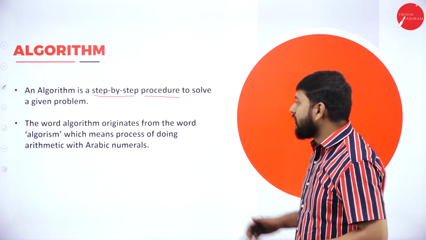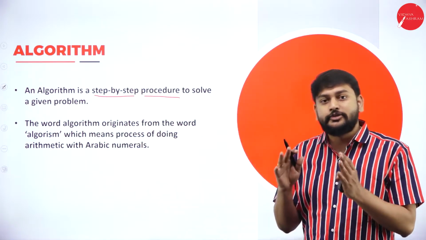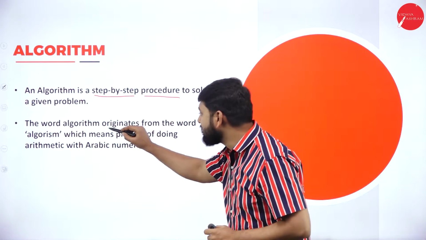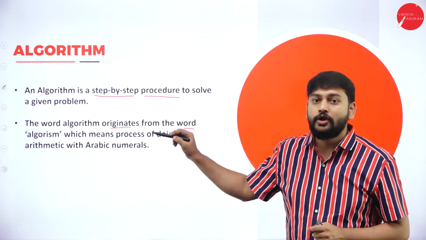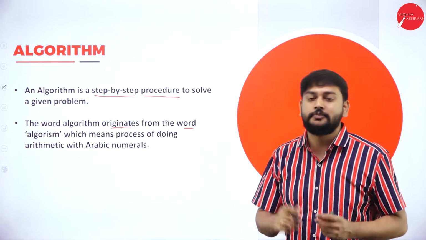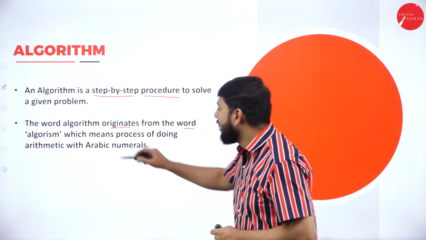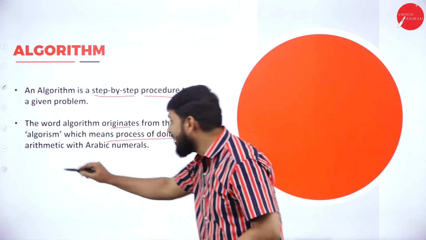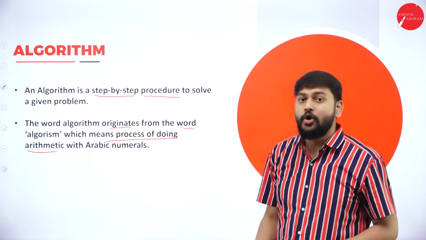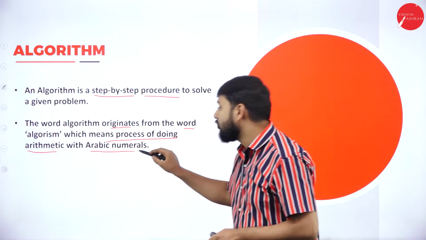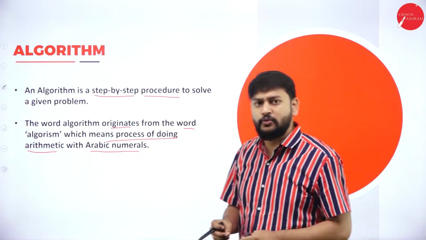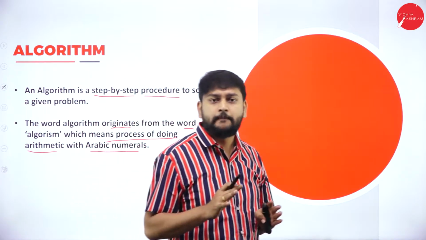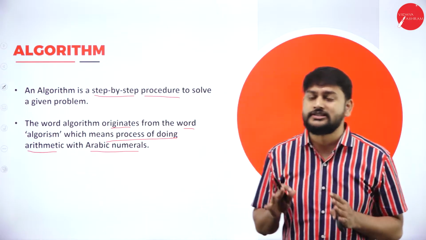So fine, the word algorithm, let's understand something interesting today. The word algorithm originates from the name al-Khwarizmi. What exactly does it mean? Please understand, it means the process of doing arithmetic with algebraic numerals. You are doing something with arithmetic and algebraic means. That is what you need to understand.